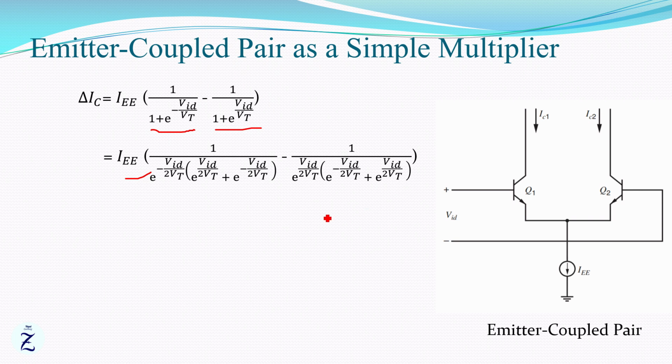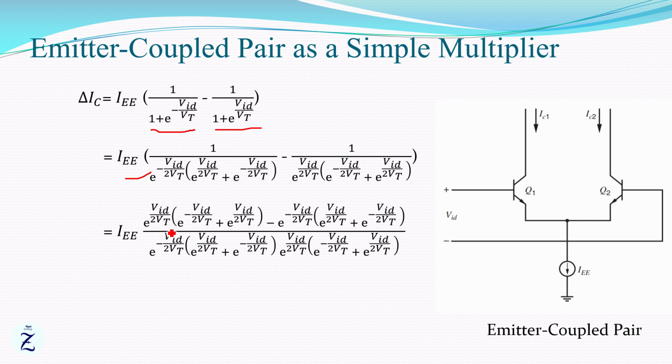Now let's subtract these terms, then the equation becomes delta IC is equal to IEE into e raised to VID divided by 2VT into e raised to minus VID divided by 2VT plus e raised to VID divided by 2VT minus e raised to minus VID divided by 2VT into e raised to VID divided by 2VT plus e raised to minus VID divided by 2VT, whole divided by e raised to minus VID divided by 2VT into e raised to VID divided by 2VT into e raised to minus VID divided by 2VT plus e raised to VID divided by 2VT.